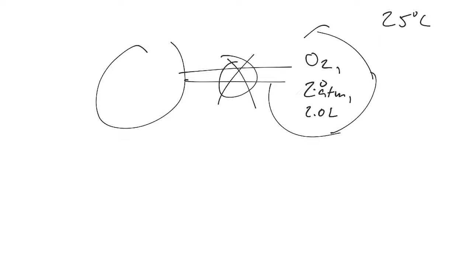And on the opposite side we have N2, at 3 atmospheres, and let's say it's also 2.0 liters. I have a valve between the two that I can open, and then the gases can exchange. They're going to exchange relatively quickly because gases have, and we'll see a slide today, relatively fast velocities, so they're going to quickly interdisperse and mix between each other.